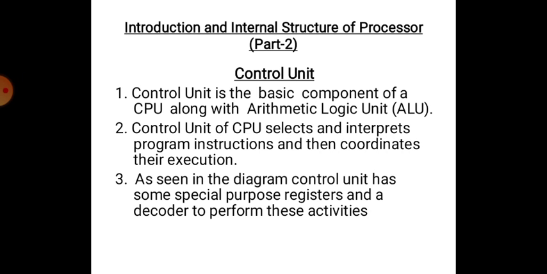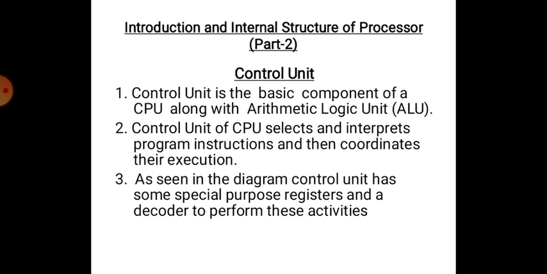First is control unit. Point number 1. Control unit is the basic component of CPU along with arithmetic logic unit. Students who have studied, CPU consists of two units. One is control unit, another is arithmetical logic unit. Point number 2. Control unit of CPU selects and interprets program instructions and then coordinates their execution.